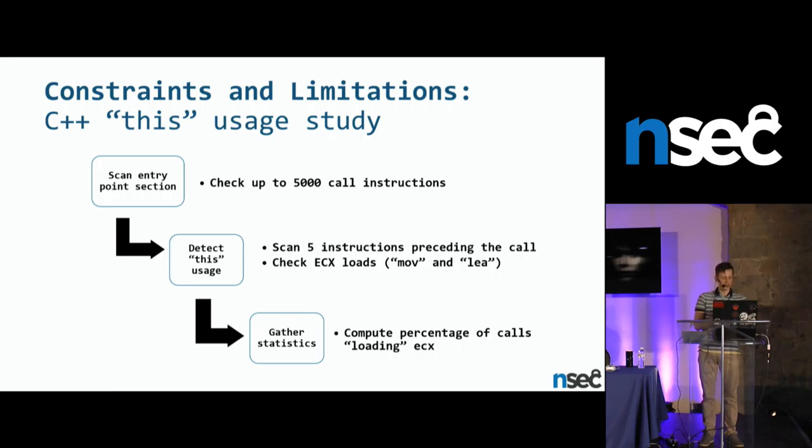Regarding this usage study, we were checking up to 5,000 calls within each IDB file, and we were analyzing 5 preceding instructions to a call to see if there is a loading of the E6 register. We used some heuristics to find if the E6 register is being loaded with some value. For instance, it is a move instruction or load effective address. And once we identify all the calls which are loading the E6 register, we compute their percentage and include this in the results.